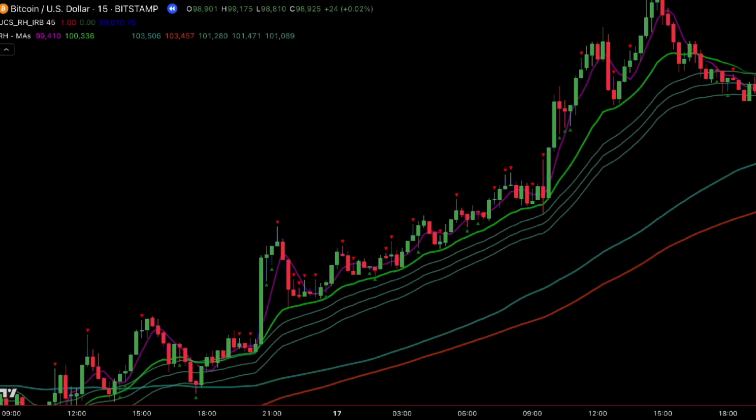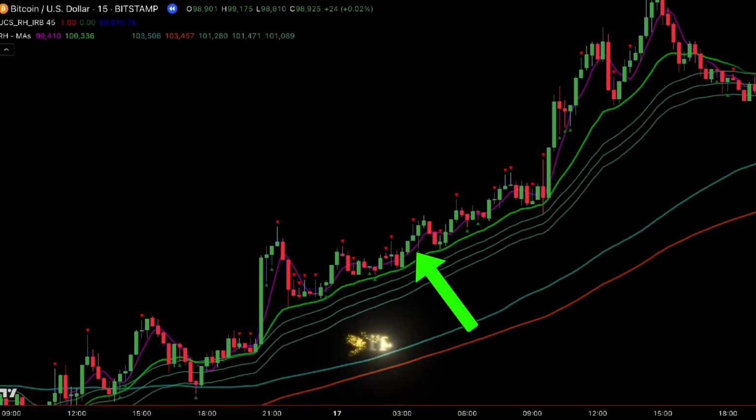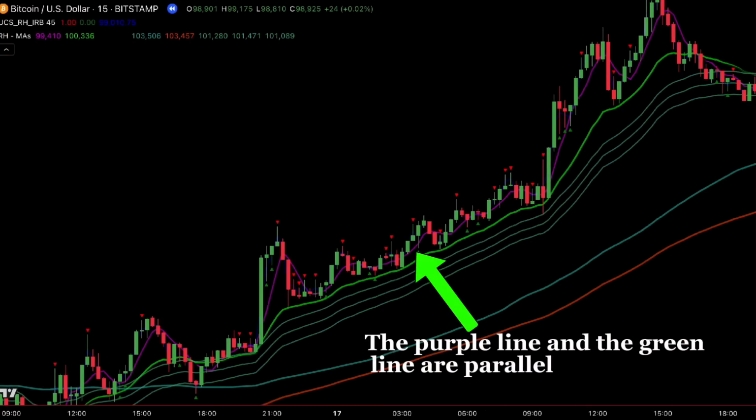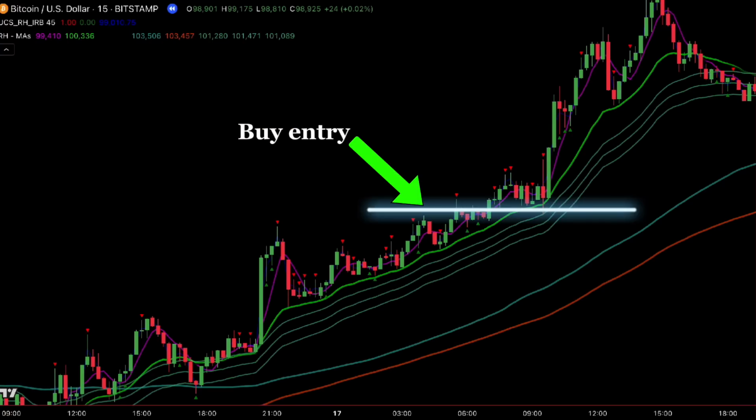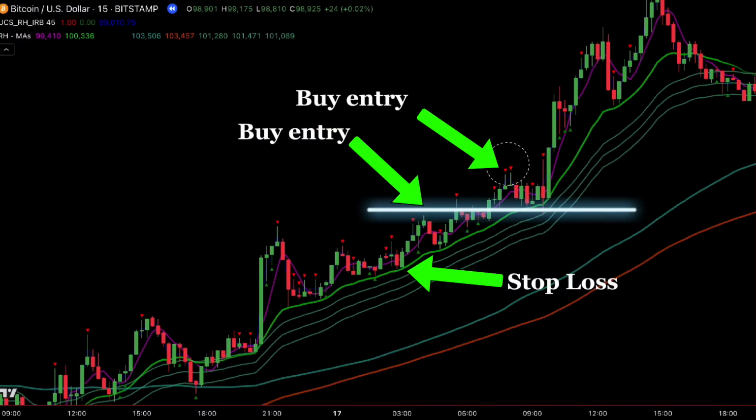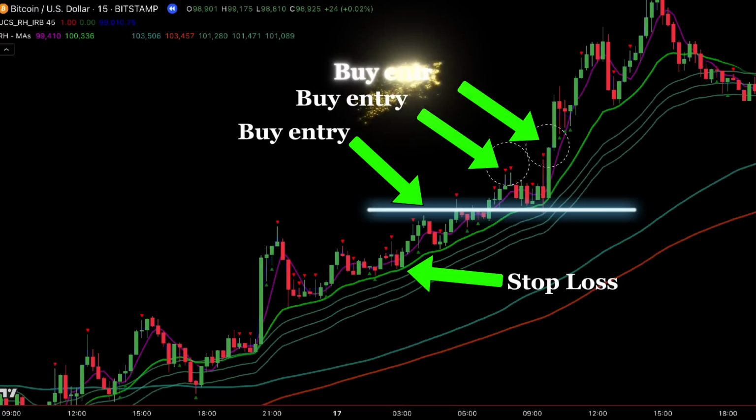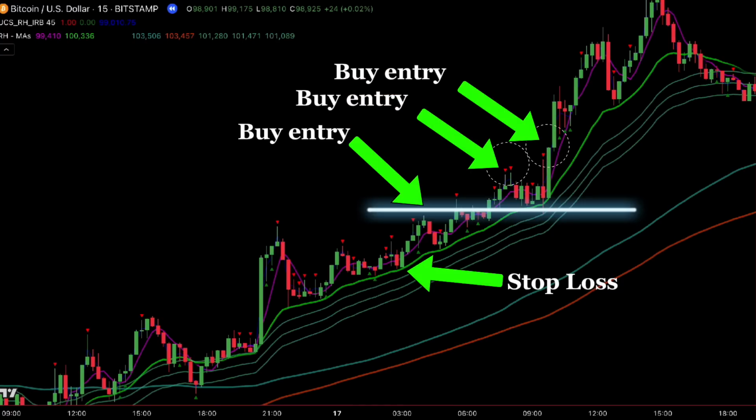Look at another example. Here, as you can see, the purple line and the green line are parallel, so you can take any opportunity that presents itself. You could enter here with the stop loss placed below the lower high. Another entry could be taken here with the stop at the low, and another entry there, again with the stop loss at the low. Finally, another entry here with the stop at the low.